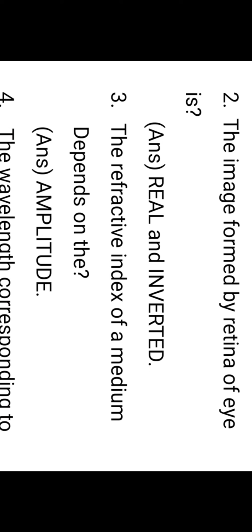The next question: the image formed on the retina of the eye is real and inverted. The image focused at the retina of the human eye is real and inverted. It is due to the presence of a convex lens in the eye. Sometimes the question will ask what the lens in the eye acts as: it is a convex lens. This is an important bit.